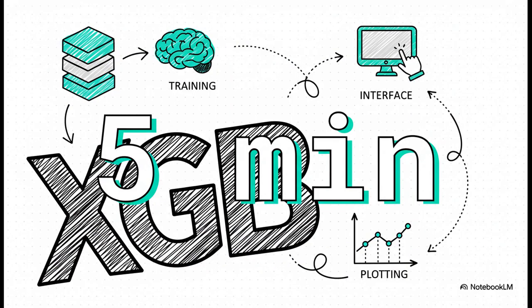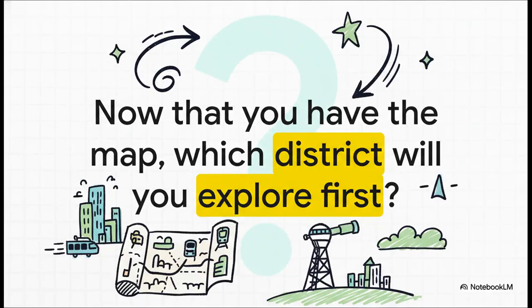If you commit this map to memory, you'll have the key to navigating the entire library with total confidence. And believe it or not, with just a solid grasp of these core concepts, the data, the training, the interface, and the plotting, you now understand the purpose of the modules that handle over 90% of what most data scientists will ever need to do with XGBoost. So the only question left is, with this map in your hand, what's your next destination? Are you going to head downtown to quickly train a model with the scikit-learn interface, or maybe climb the observation deck to visualize a model you already have? The city is yours to explore.